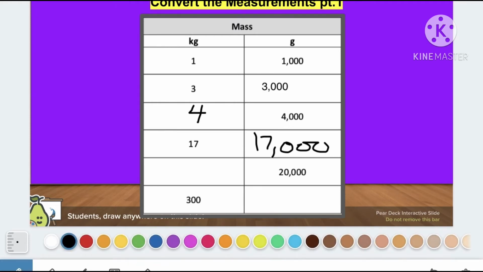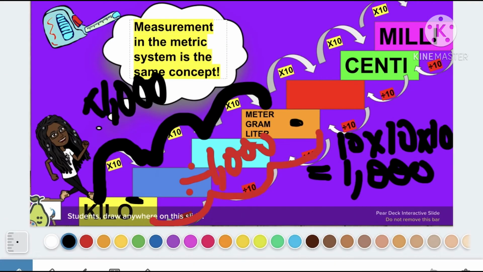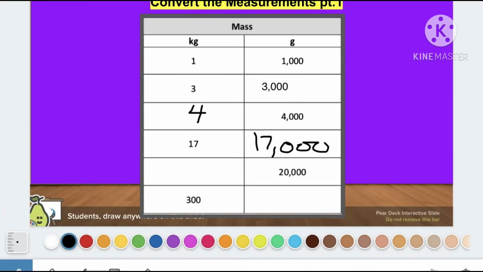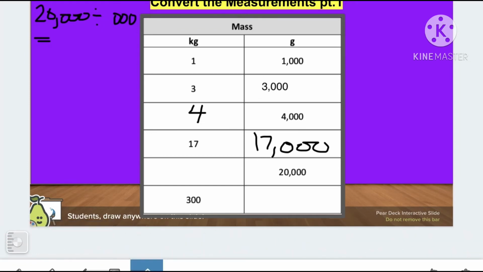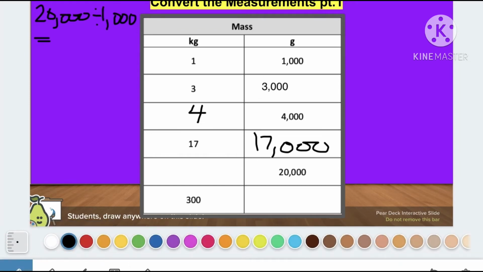20,000. So I'm going from here to here. What do I need to do again? Absolutely, I'm dividing by 1,000. 20,000 divided by 1,000. What do I have left when I divide 20,000 by 1,000?